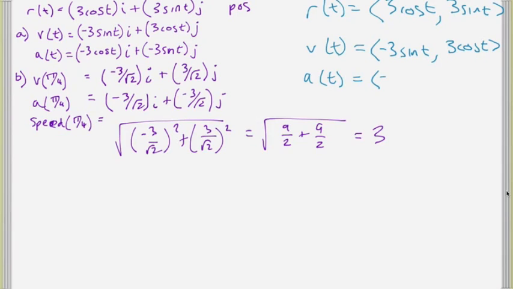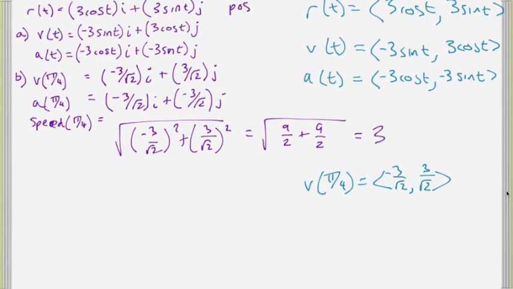And then negative 3 cosine of t and negative 3 sine of t. So you get exactly the same answers. You just don't write them with the i and the j. You write them in their vector format. Then if I wanted the velocity at pi fourths, we're going to get a vector answer: negative 3 over square root of 2 and 3 over square root of 2, etc.